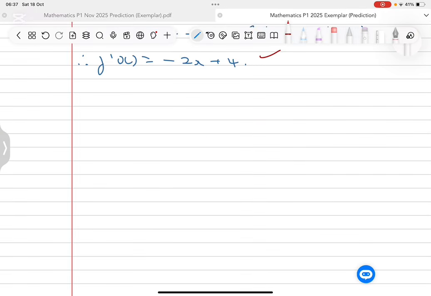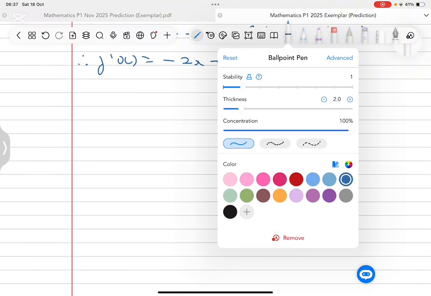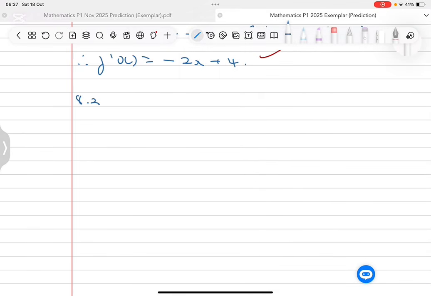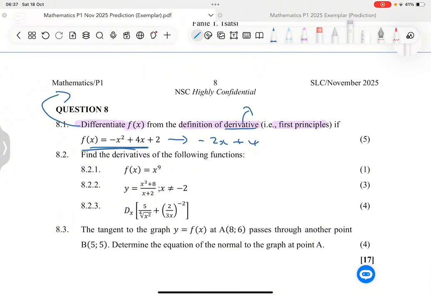Now question 8.2 says, find the derivatives of the following functions. And they give us 3 different functions here. This question is really the same as 8.1, except here we're going to use rules. Remember that the first principle is an equation from which all the differentiation rules are derived. So all the differentiation rules come from the first principle.